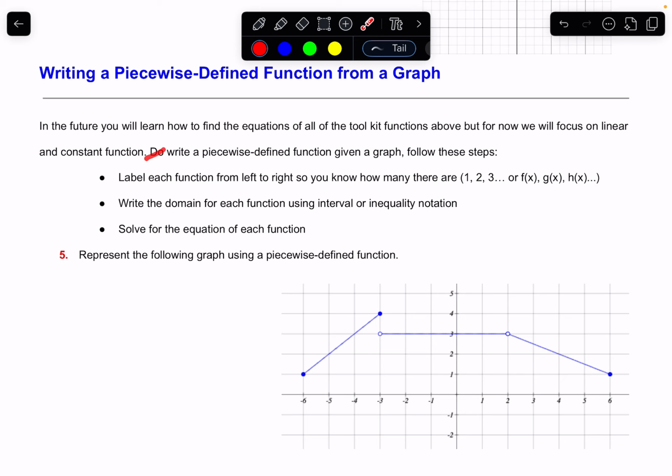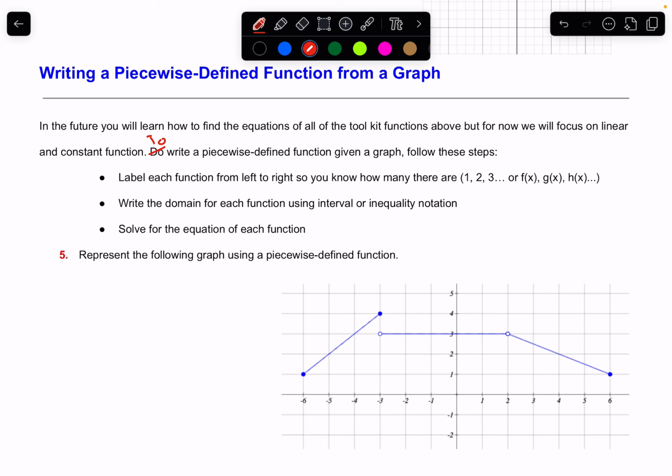To write a piecewise defined function, we need to follow the following steps. So we're going to label each function from left to right so we know how many there are. So we want to give each of these just a name.